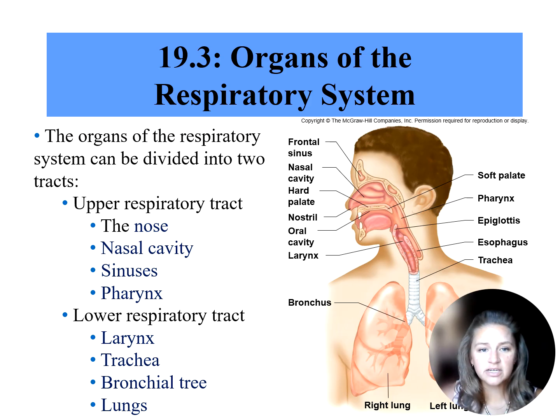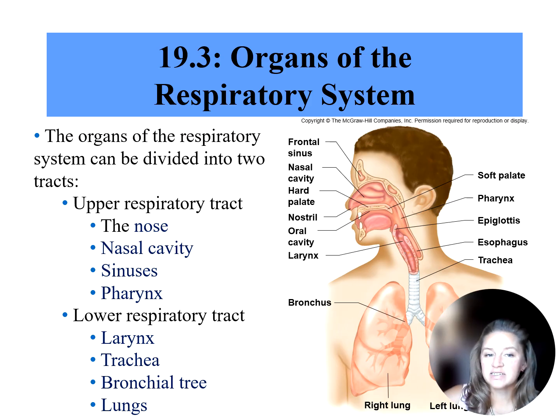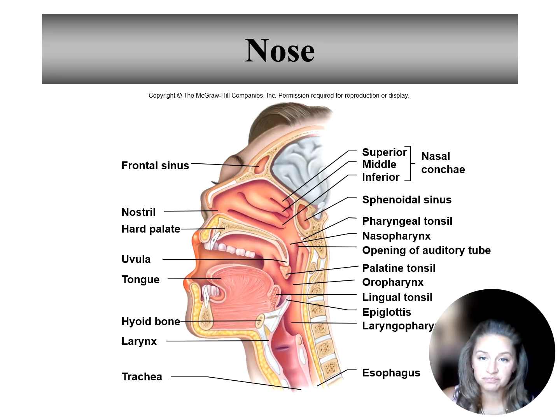So there are two major parts of the respiratory system: the upper respiratory tract and the lower respiratory tract. The upper respiratory tract is usually the nose, nasal cavity, sinuses, and pharynx. And then the lower starts with L: larynx, trachea, bronchial tree, and lungs. So we're going to start with the upper respiratory tract and proceed on to the lower. Again, I'm going to move through a lot of these images pretty quickly. Feel free to pause to orient yourself or to reference this when you're answering your questions later.